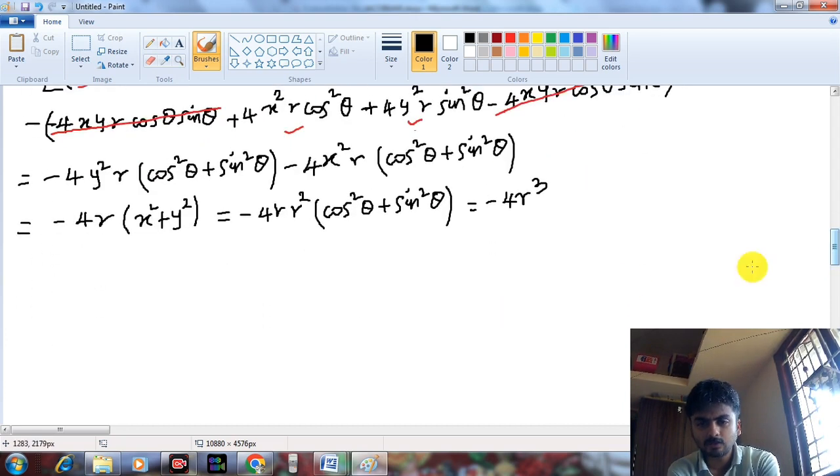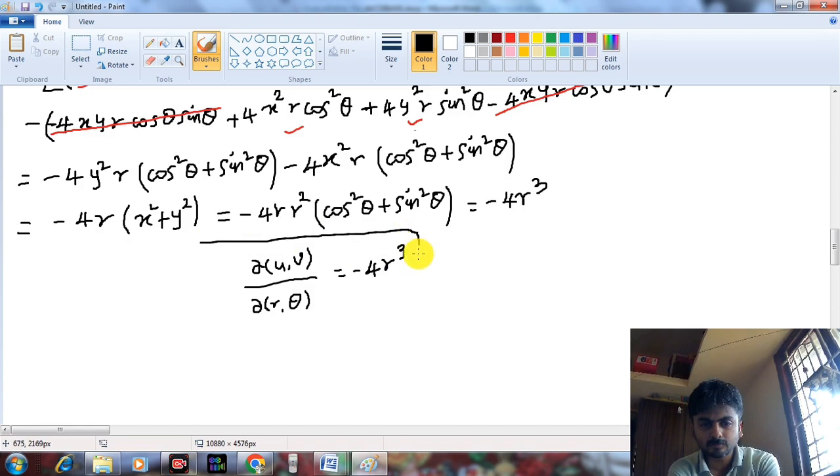So what is our question? Our question is, we have to find dou of u comma v with respect to dou of r comma theta, equal to minus 4r cube. This is our result.